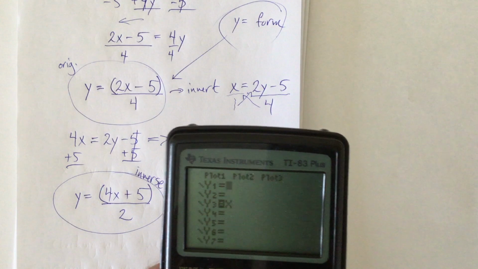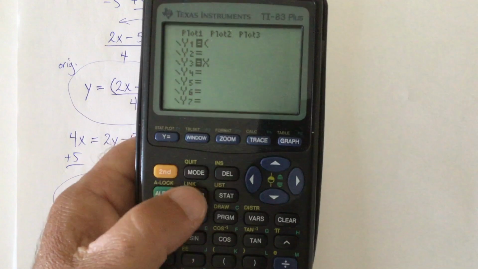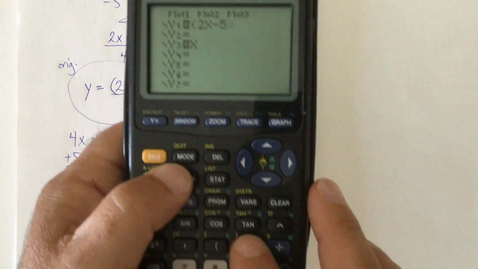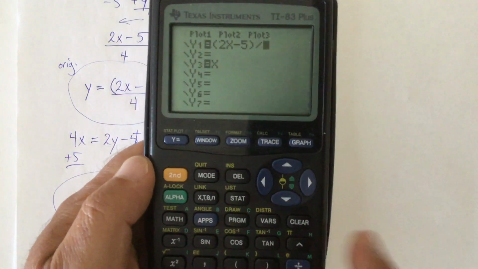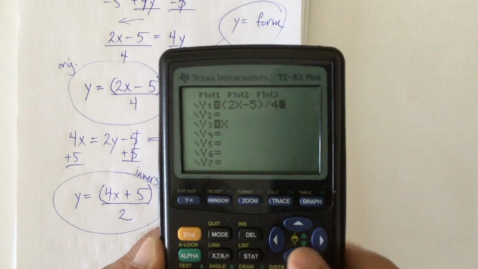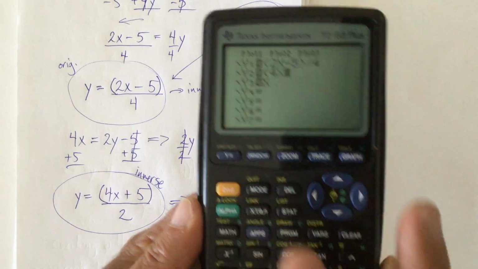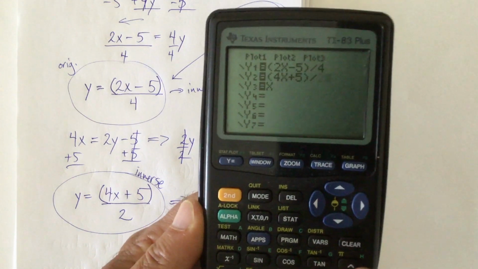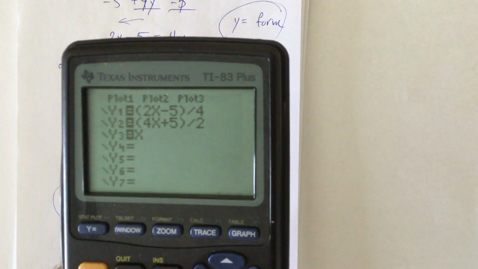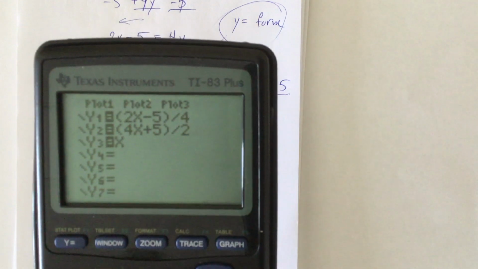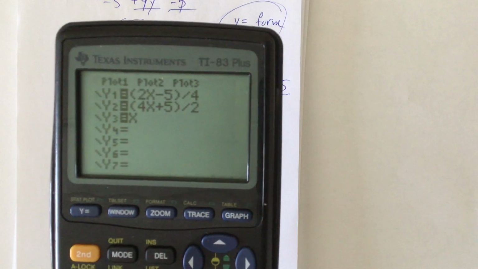So the original function is going to be parentheses, parentheses, and then I'm going 2x minus 5, close the parenthesis, divide the whole thing by 4. That's my original. Then I go down a level, and I'm going to say parentheses, 4x plus 5, close it, divide by 2. So I have everything in the way it should be. Take a look. That's how it should be. Now you'll notice if you're using MathPrint, yours might not look exactly like this, but that's okay. As long as you got all the ducks in a row, the stuff where it goes.